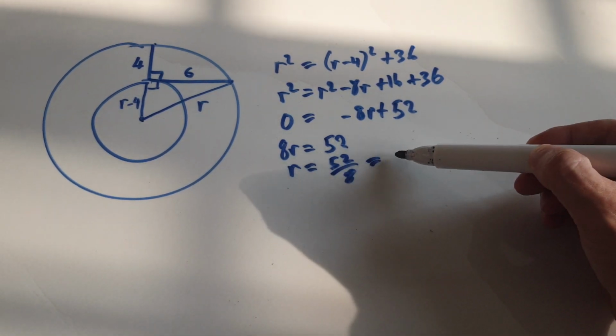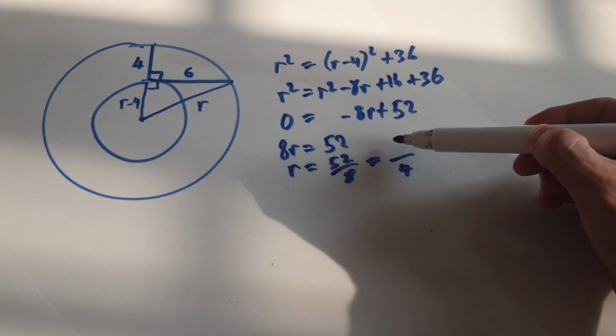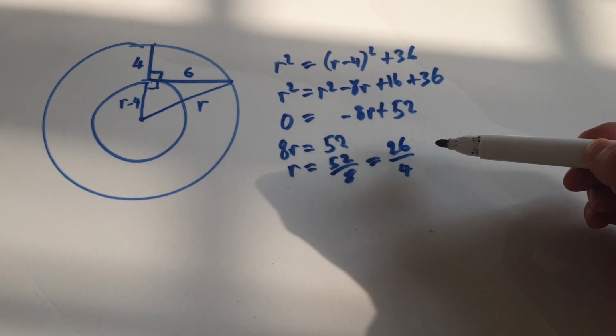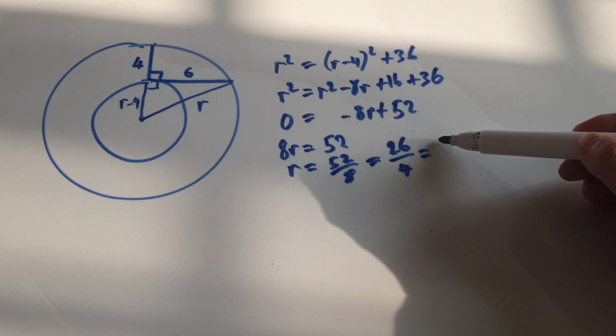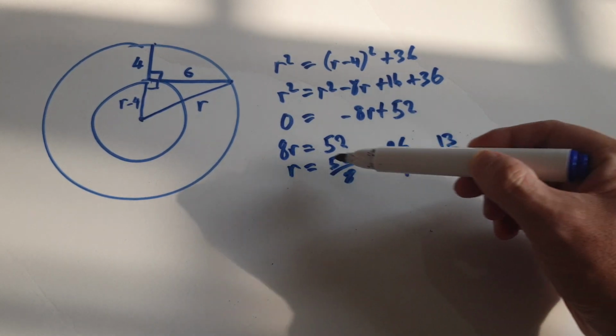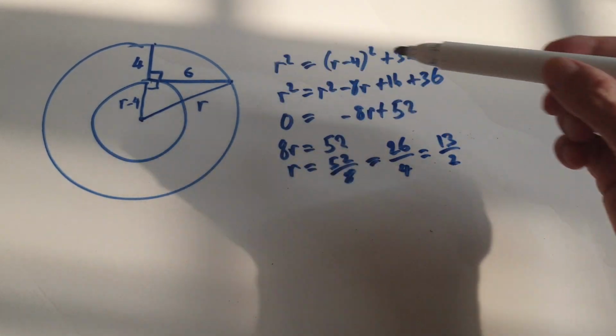Divide top and bottom by 2. So this will be 4. This will be 26. Divide top and bottom by 2 again: 13 over 2. The radius there is actually 13 over 2.